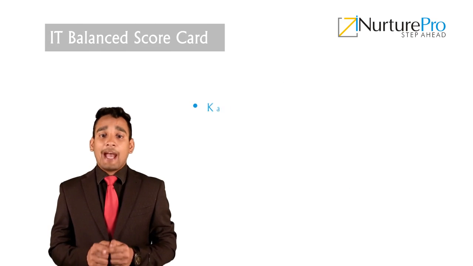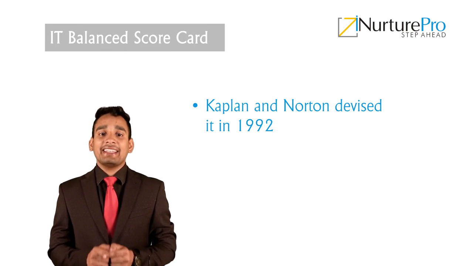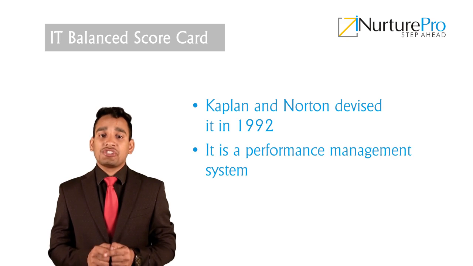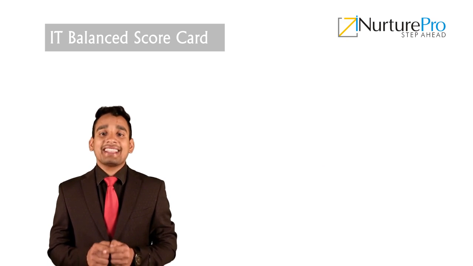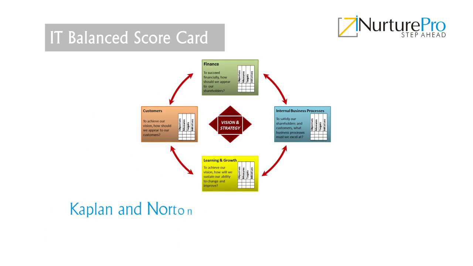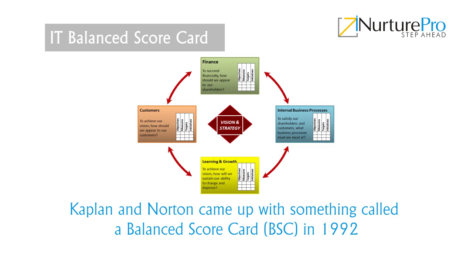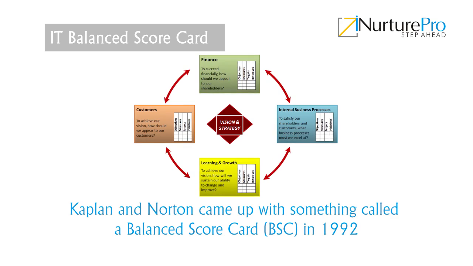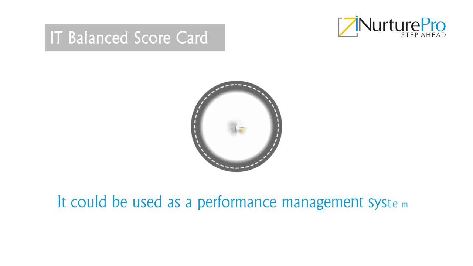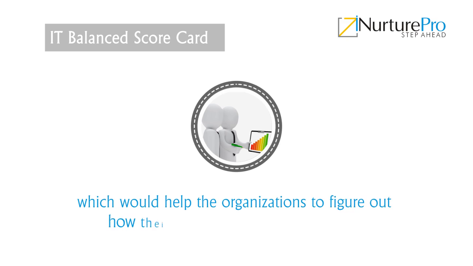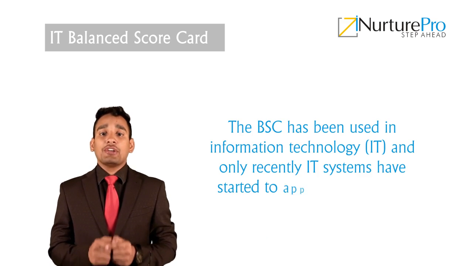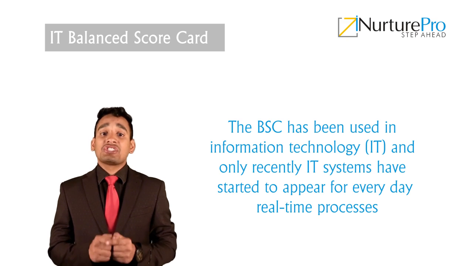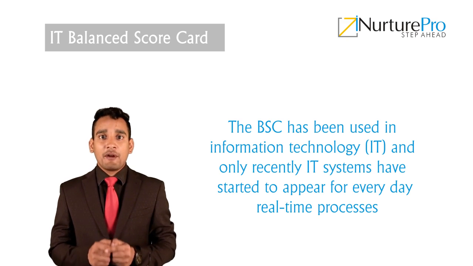IT Balanced Scorecard. Kaplan and Norton devised it in 1992. It is a performance management system, of late being adapted into IT. The next topic that we are going to cover is the IT Balanced Scorecard. Kaplan and Norton came up with something called a Balanced Scorecard (BSC) in 1992. It could be used as a performance management system which would help the organization figure out how their strategies are measuring up. Of late, the BSC has been used in information technology, and only recently IT systems have started to appear for everyday real-time processes.